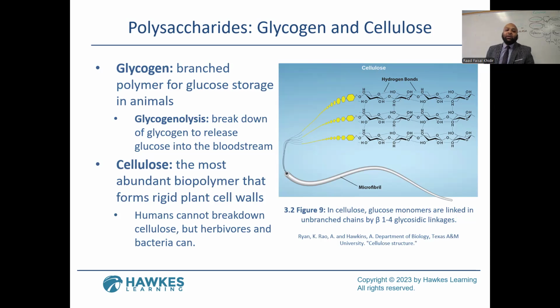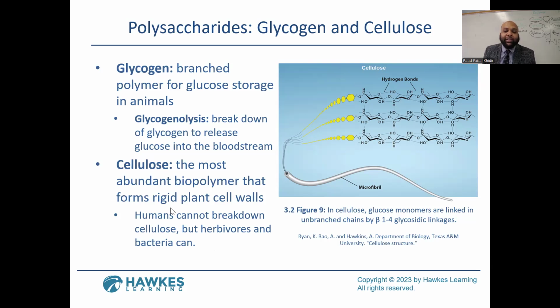Okay. Glycogen is an example of a branched polymer for glucose storage in animals. So we store glucose in animals in the form of glycogen. We break it down in glycogenolysis. From the name, lysis, we break down glycogen to get energy. Now cellulose is a biopolymer that forms rigid plant cell walls. So cellulose is in the plants.